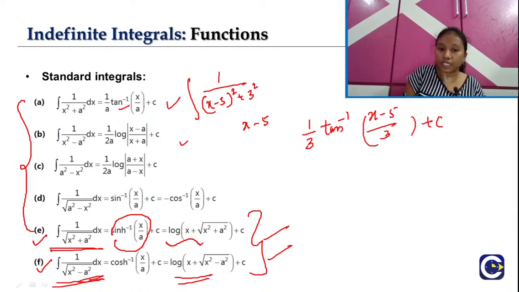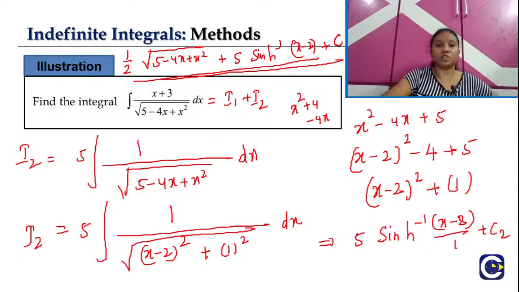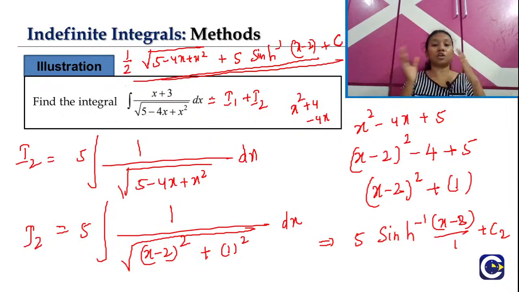If you want, you can even write it in terms of log also. There is no issue. If you want to write in log, it will be log of x plus root over x square plus a square. So that's the difference. Here I have represented it in terms of sinh inverse. Now I hope you are clear with this, and with how to solve these irrational functions and how to apply our standard integrals. If you are clear, we can move ahead.